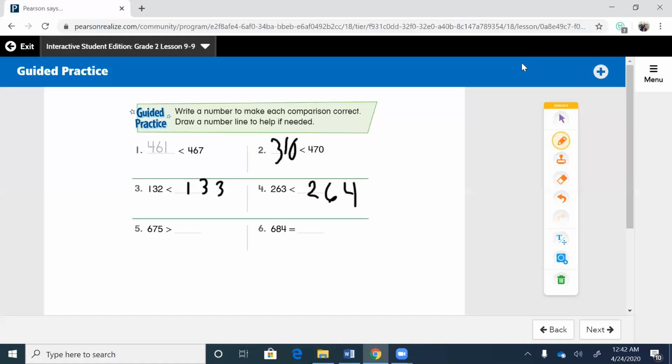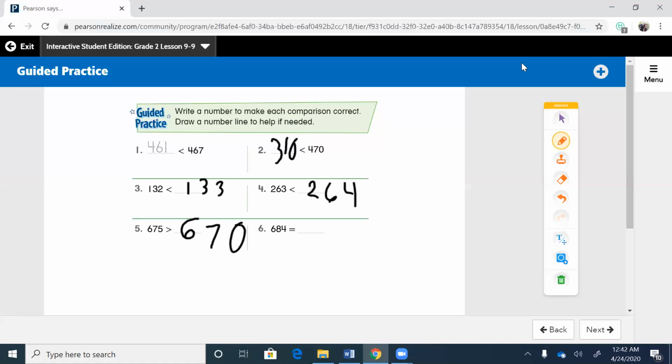Number 5. All right, look at your symbol. See where it's pointing or where it's open. The alligator is eating 675. So we need to find a number smaller than that, right? I'm going to go a few smaller and do 670. That reads 675 is greater than 670.